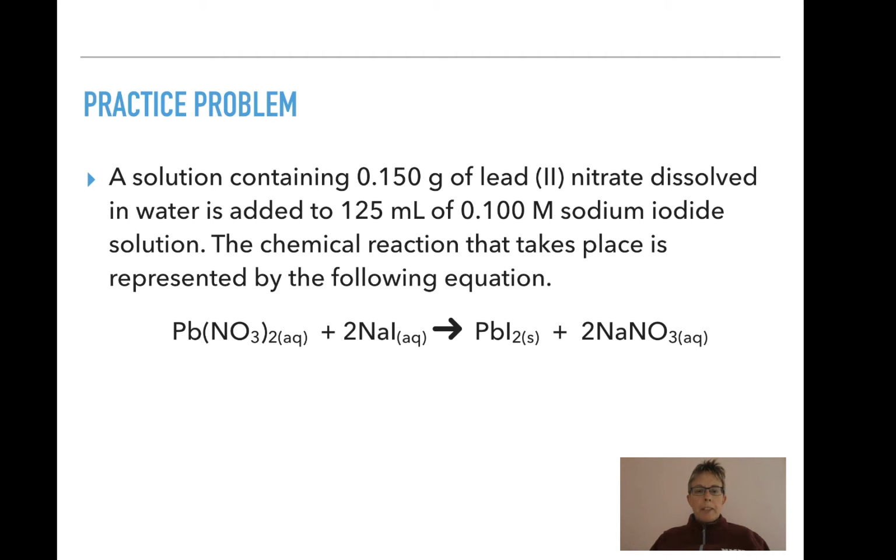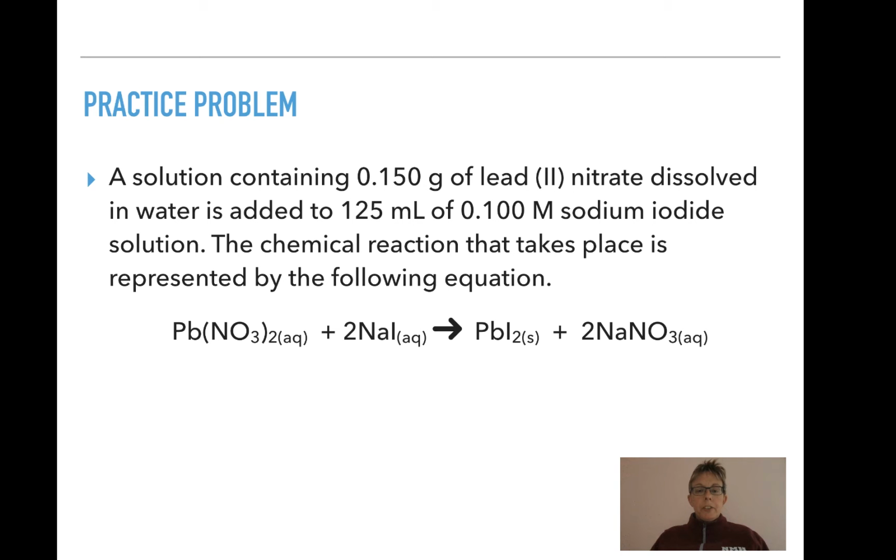Okay, so let's try a practice problem. In a reaction very similar to the one that we just saw, we have a solution that contains 0.150 grams of lead-2 nitrate that has been dissolved in water. That solution gets added to 125 milliliters of a 0.1 molar solution of sodium iodide. The chemical reaction that takes place is shown below, and you'll see that this is very similar. In fact, the net ionic reaction is exactly the same as the reaction that we just saw in the demo.